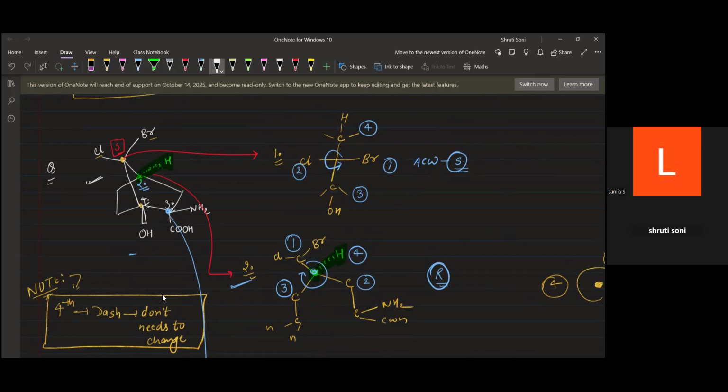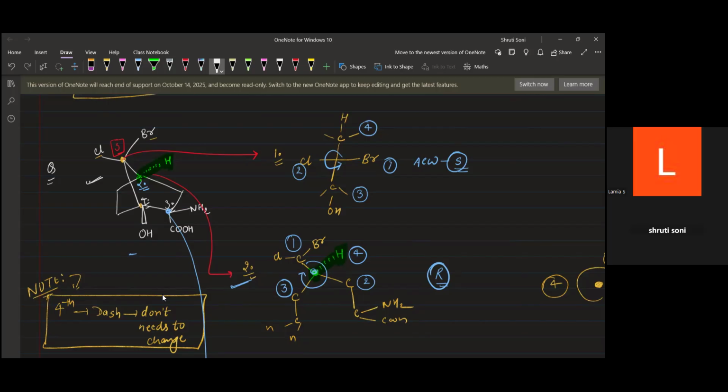See, in the first case, there is chlorine and bromine. Obviously, bromine and chlorine have higher atomic number, so they are getting first priority. After that, between the second and third, the second is getting more priority as compared to the third, just because of the NH2 group, nitrogen, and obviously the COOH group.